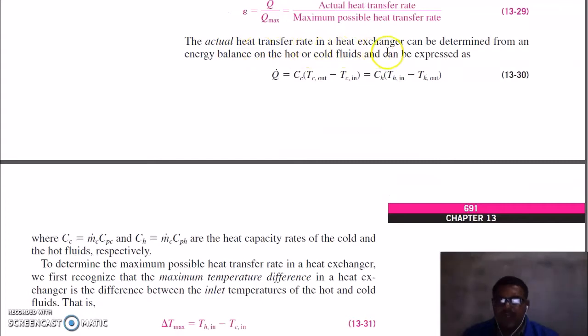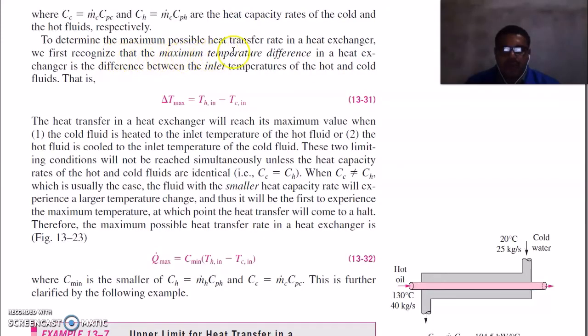The actual heat transfer rate in a heat exchanger can be determined from an energy balance on the hot and cold fluids, that is, the energy gained by the cold fluid is equal to the heat loss by the hot fluid. To find the maximum possible heat transfer rate in a heat exchanger, we first recognize that the maximum temperature difference in a heat exchanger is the difference between the inlet temperatures of the hot and cold fluid, that is, delta T maximum is equal to T hot in minus T cold in. The heat transfer in a heat exchanger will reach its maximum value when the cold fluid is heated to the inlet temperature of the hot fluid, or the hot fluid is cooled to the inlet temperature of the cold fluid.